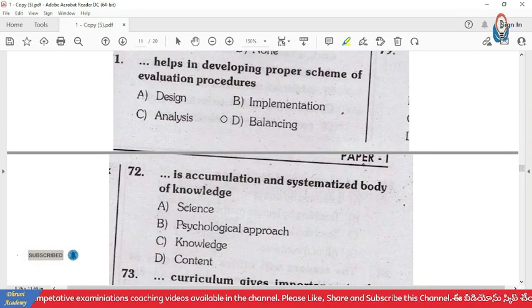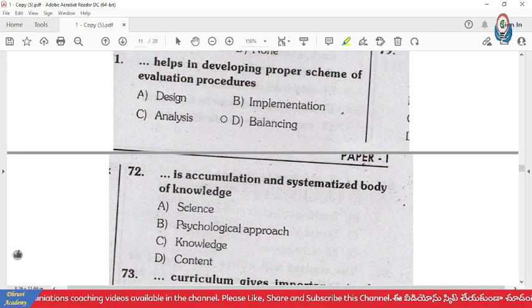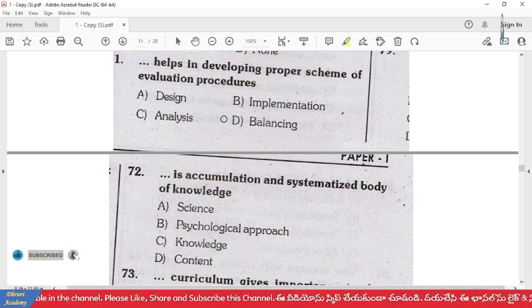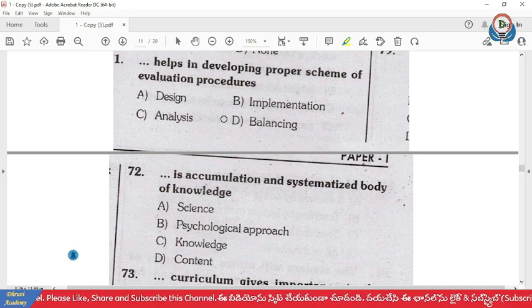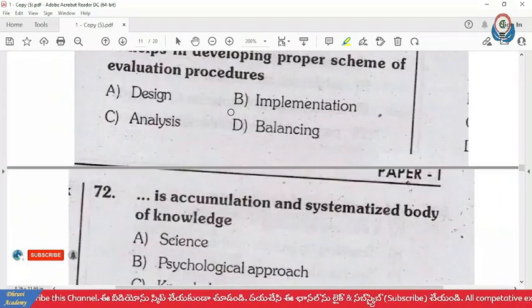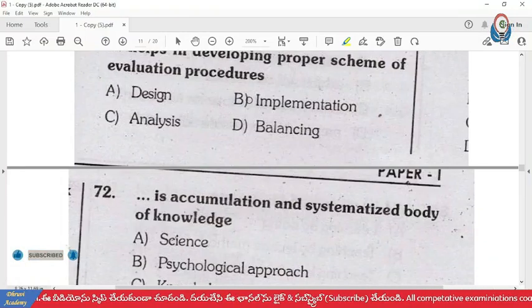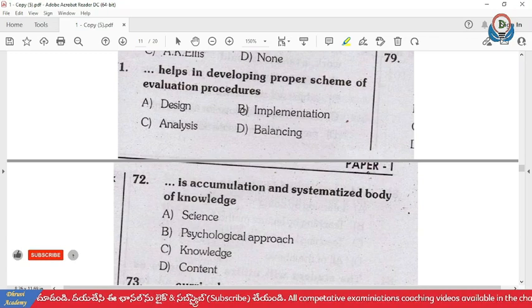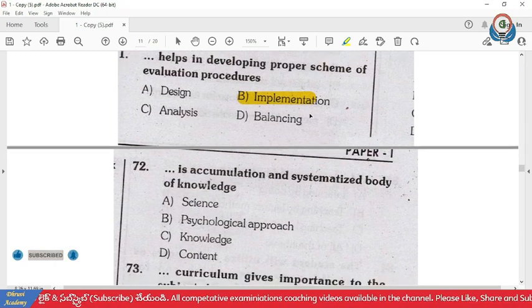Dash helps in developing proper scheme of evaluation procedure. A. Design. B. Its implementation. C. Analysis. D. It's a balancing. Which is the right answer? Its answer is implementation. This is the right answer.